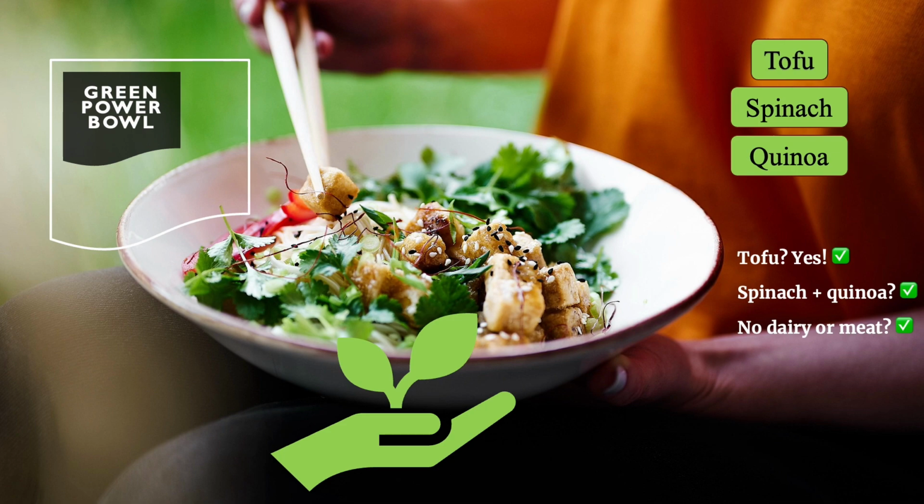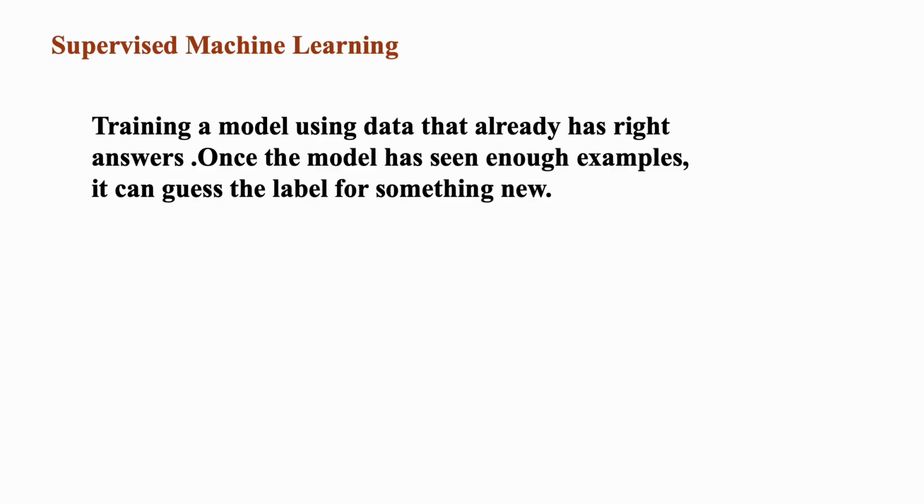It learns from examples with the right answer and then predicts the answers when the label is not there. We train a model or an algorithm using data that already has the right answers, just like that girl learned from labeled dishes in our previous example. Once the model has seen enough examples, it can guess the label for something new. Like the girl, she guessed the green power bowl based on the information she learned from the menu.